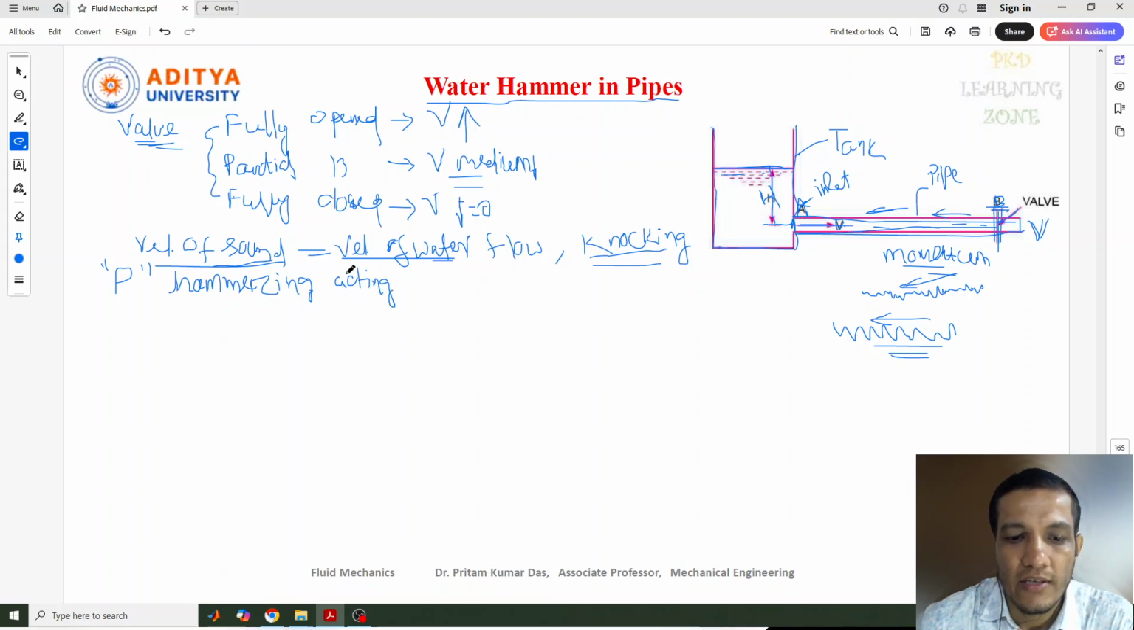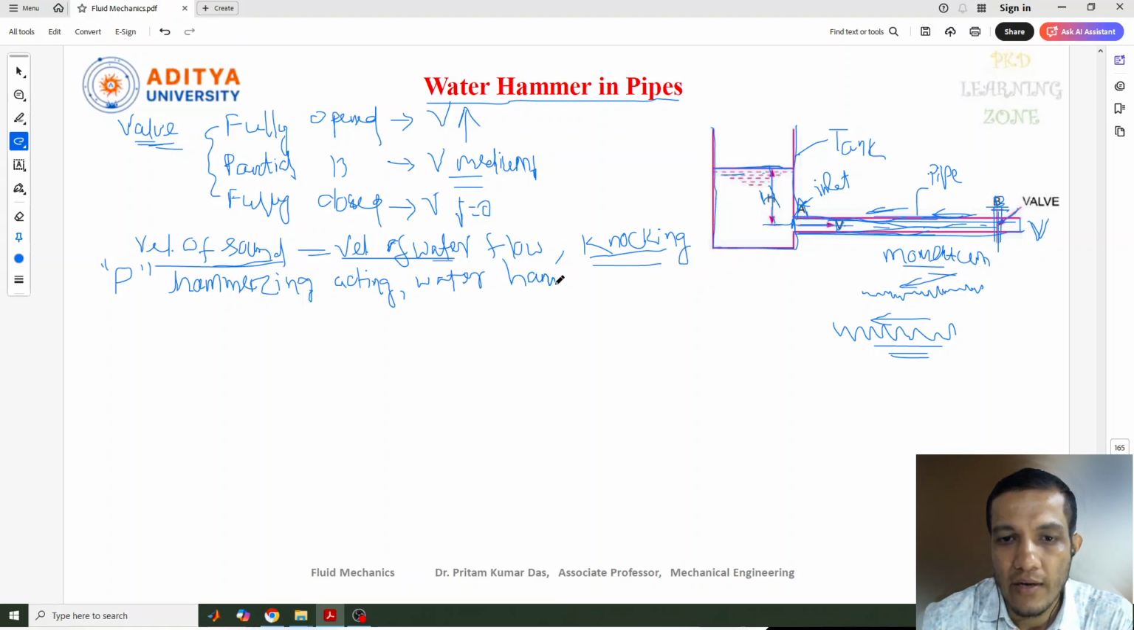So this hammering action, on what? On the pipe itself. This hammering action will affect the pipe. And that is known as water hammer.